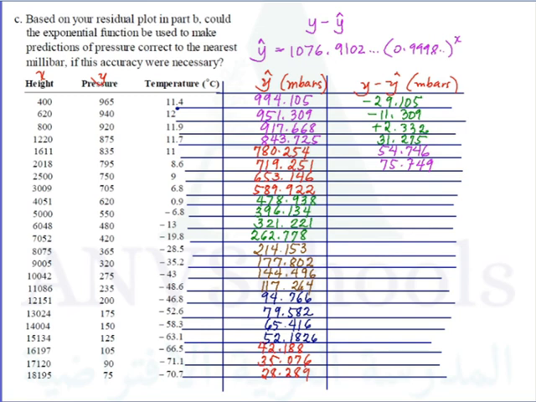The exponential function cannot be used to make predictions of pressure correct to the nearest millibar because, as I have said, the residuals are as great as negative 52.7 millibars, while the mean absolute residual is 16.9 millibars. The discrepancy between the mean absolute residual and some of the residuals is too great. So the exponential function cannot be used to make predictions of pressure correct to the nearest millibar.